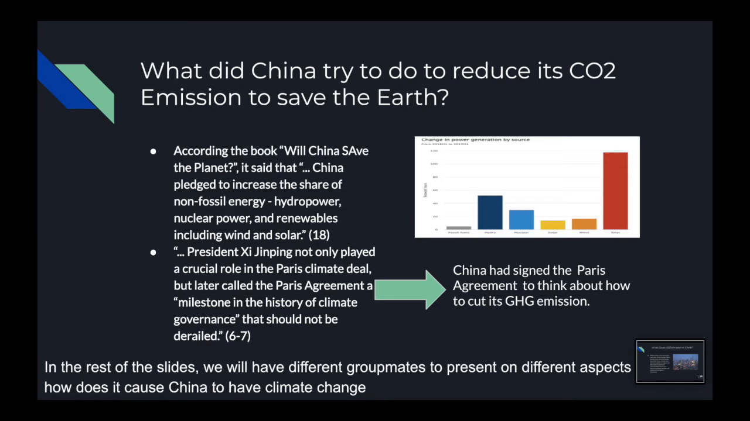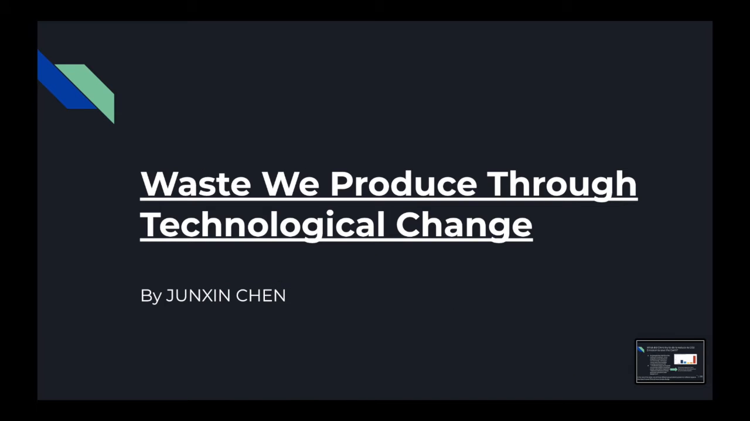So China has pledged to use more clean energy to help decrease the emission, such as hydropower, nuclear power, and renewables including wind and solar. China has also signed the Paris Agreement to think about how to cut its GHG, also known as greenhouse gas emission. So next, Junxin will talk about the technology aspect of climate change.